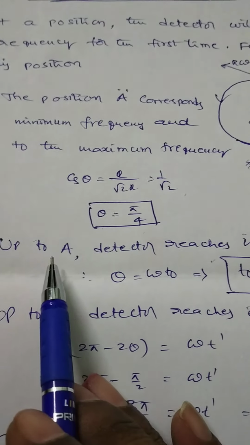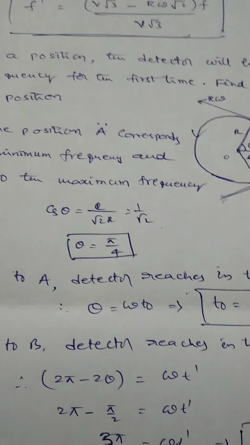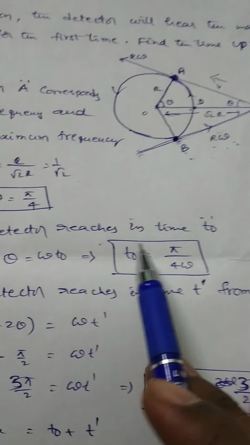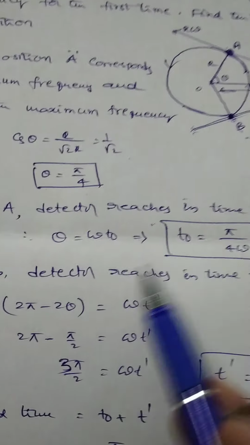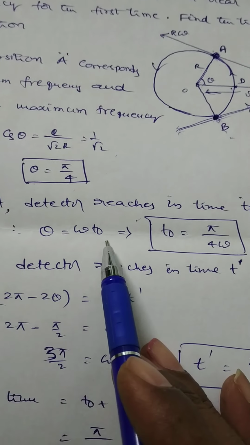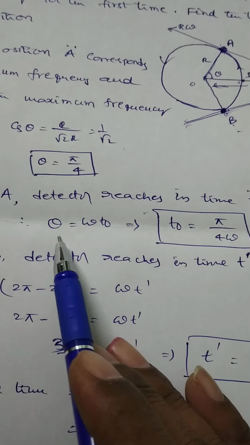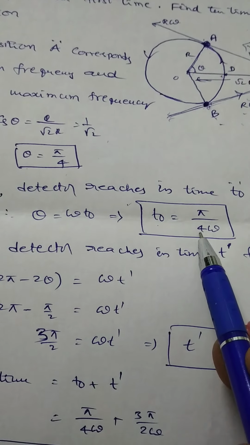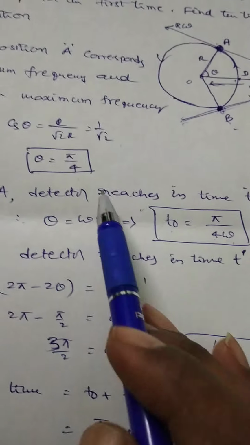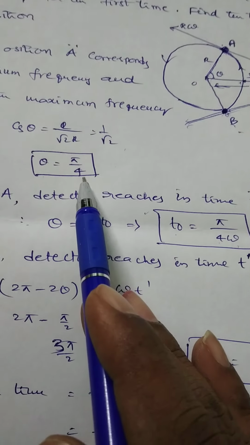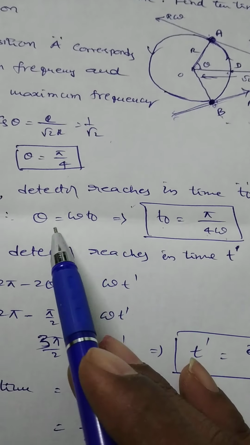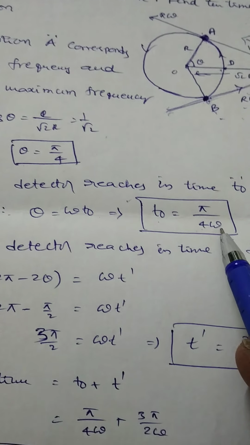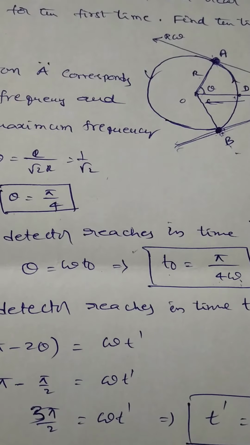Next, up to the point A, the detector reaches in a time t0. From theta is equal to omega into t0, angular displacement is equal to angular velocity into time. How? Theta is equal to pi by 4, and theta is also omega into t0. Then t0 is equal to pi by 4 omega.